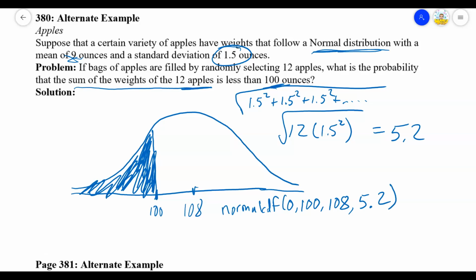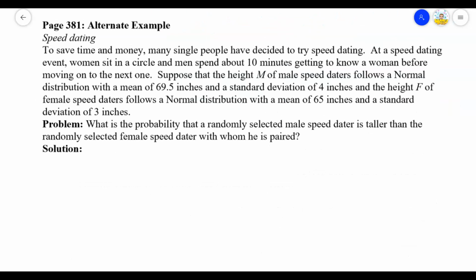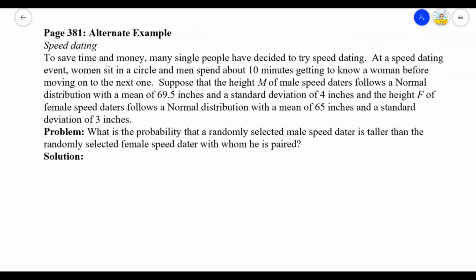So now we have our standard deviation, and now we can complete our normal CDF problem and answer the question all the way. So 100 doesn't seem all that far from 108 in the big scheme of things, but it's over a standard deviation down below it, so only about a 6% chance that you get a bag of 12 apples and it's that much underweight, given the mean and standard deviation of each individual. So here we have the speed dating example.